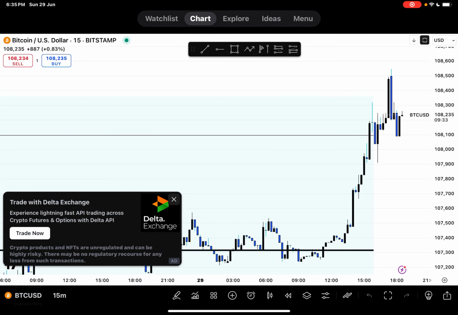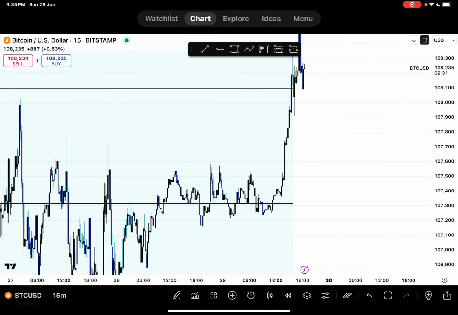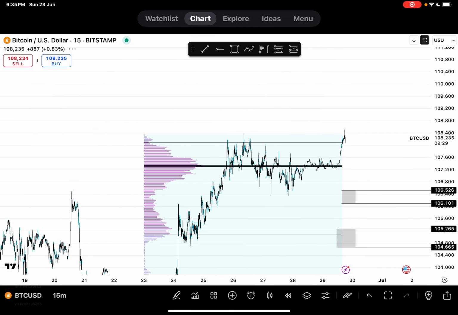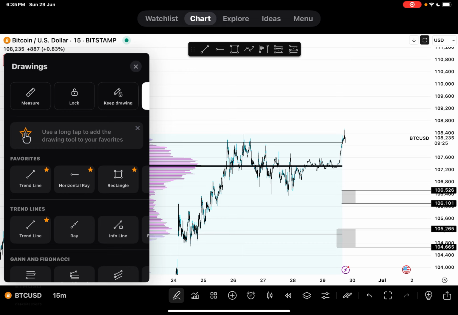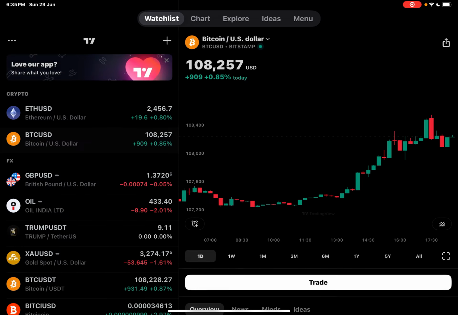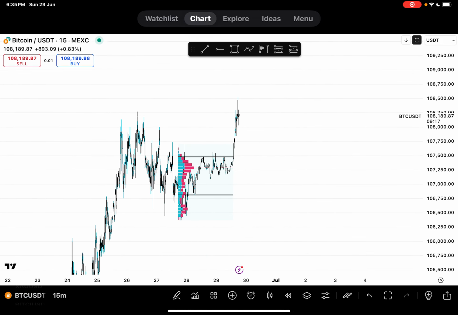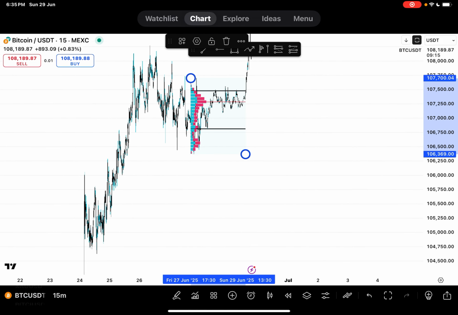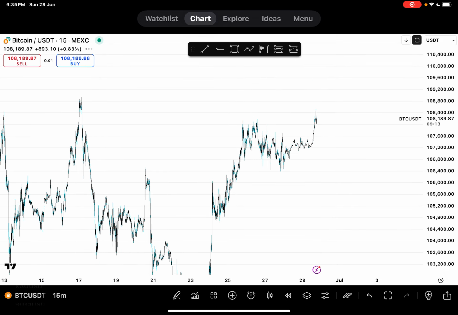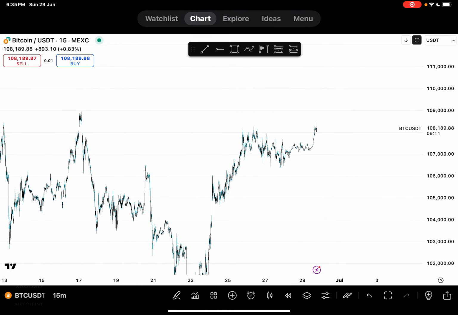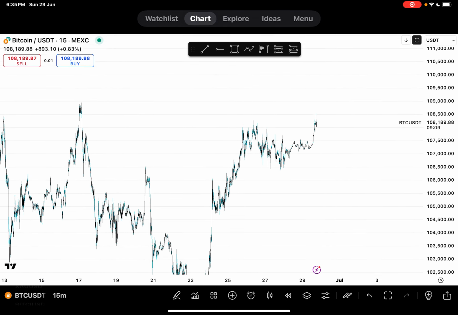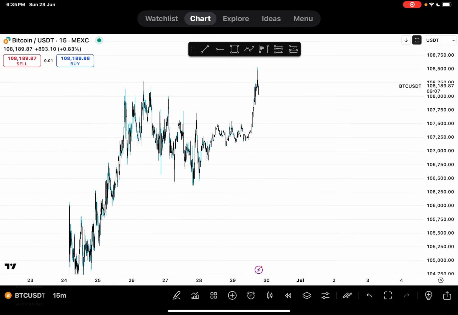Cool. So okay, this is not the right chart. Let's move on to something else. Cool. Oh my god, what's wrong with it? Watch list, fresh chart. There we go. All right, remove this quickly.